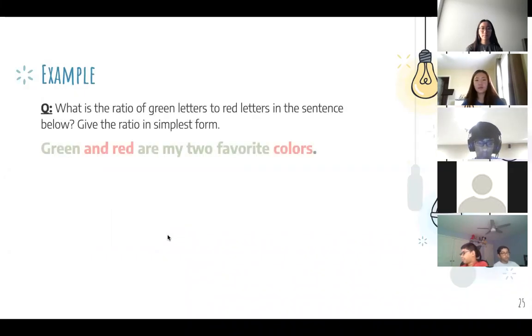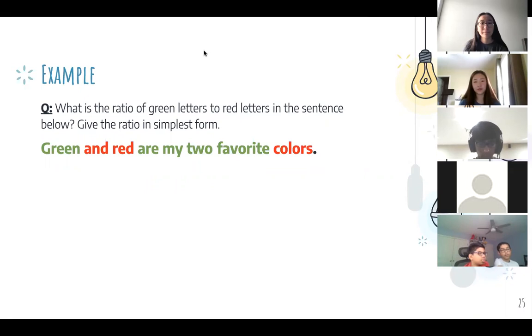So our example problem, if you want to answer this in the chat, that'd be great. What is the ratio of green letters to red letters in the sentence below? And make sure it's in simplest form. Note that it says letters, not words. Just a hint.